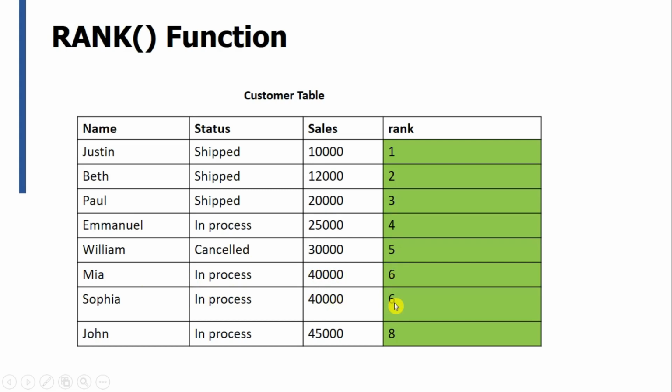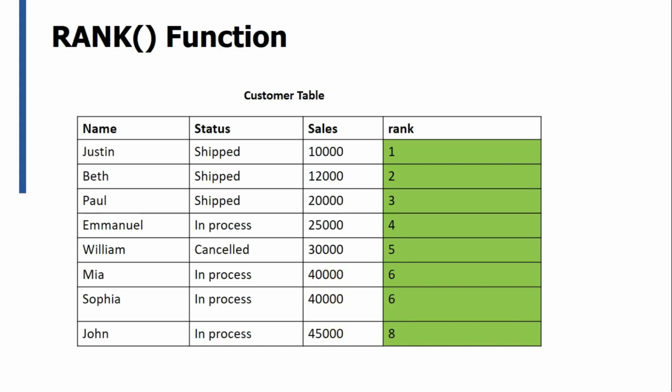So that's one thing rank does. It's going to give the same rank for any numbers that are the same. The next number that follows is going to create a gap to account for the previous number that was the same as the earlier one. So here, instead of having 7, we are going to have 8.